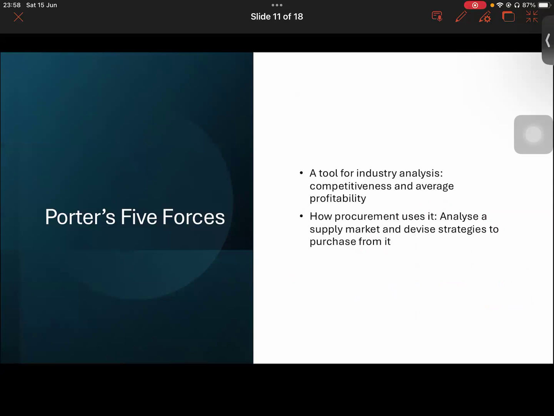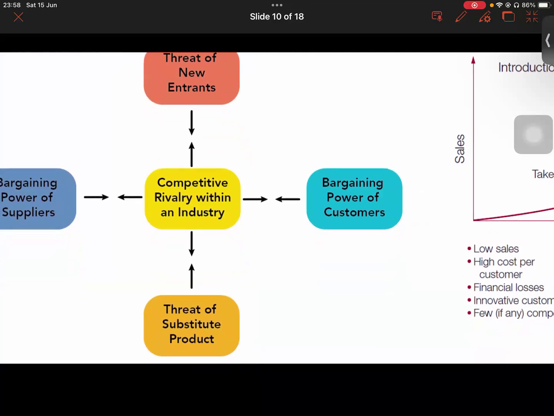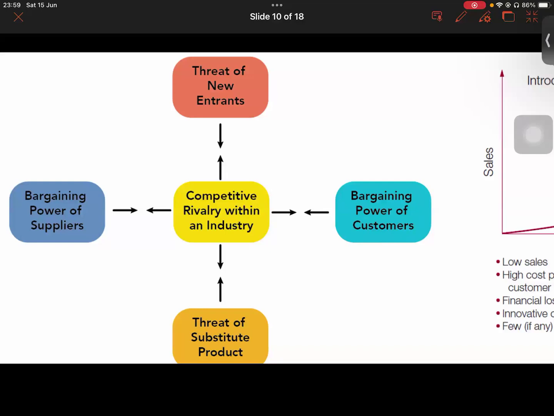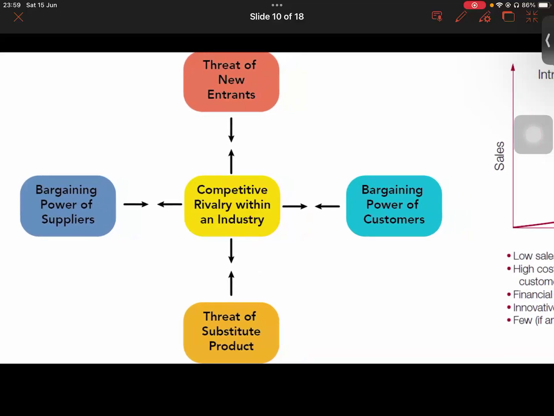But with procurement, the use here is a bit different. We use this for analyzing the supply market, and we use this from the perspective of the customer. Look back at the model. We stay here as the customer, and we look at our supplier here. They compete with each other, with their rivals, with their competitors. They may face the threat of new entrants and the threat of substitute products, and they wield the bargaining power of supplier as well.